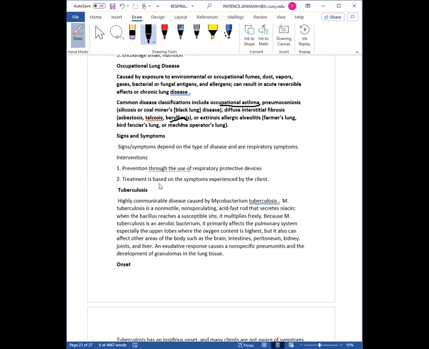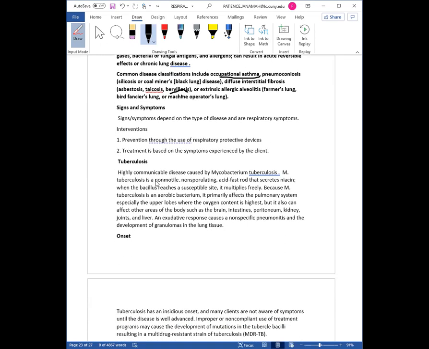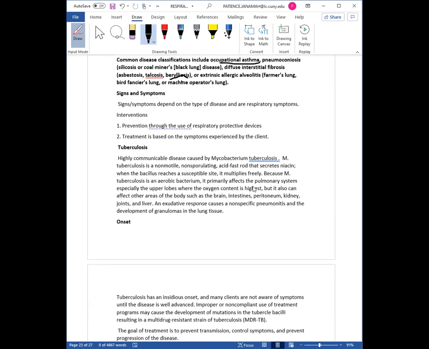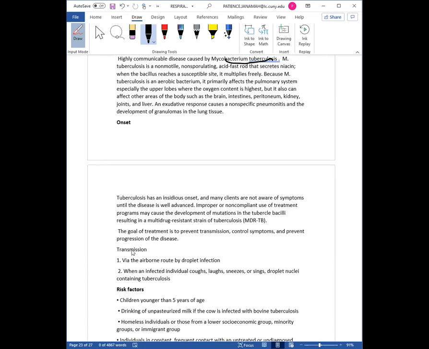Now, tuberculosis. I'm going to skip more of this part because I know we have gone over it, or you guys know what tuberculosis is. I want to talk about the onset. The onset is insidious. It's caused by Mycobacterium tuberculosis. Okay, that's what it is called. I don't want to go into that; I feel like it's wasting time. But tuberculosis has an insidious onset, and many clients are not aware of the symptoms until the disease is well advanced. So most people usually don't know they have TB until the symptoms are well advanced.